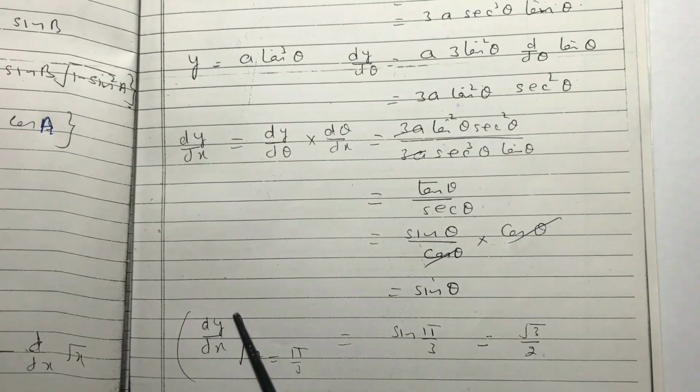I am to find dy by dx at theta equal to pi by 3. So instead of theta, write pi by 3. So sin pi by 3 is equal to root 3 by 2. So that is the answer.